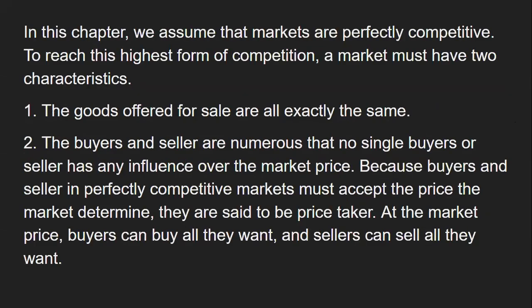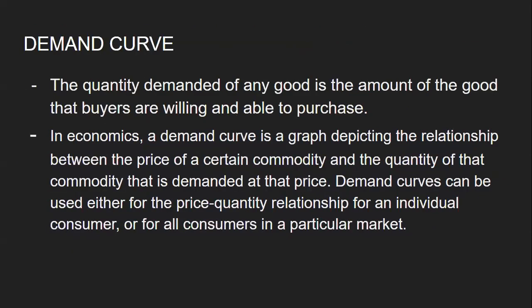In this chapter, we assume that markets are perfectly competitive. To reach this, a market must have two characteristics. First, the goods offered for sale are all exactly the same. And second, buyers and sellers are so numerous that no individual buyer or seller has any influence over market price. As they are in a perfectly competitive market, they must accept the price determined by the market forces, and therefore they are said to be price takers.